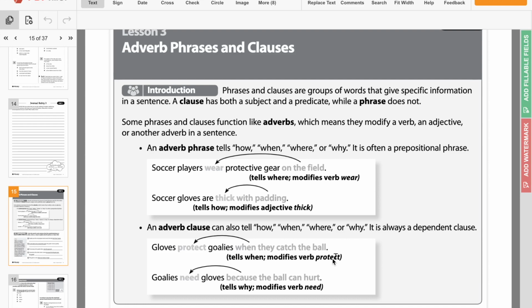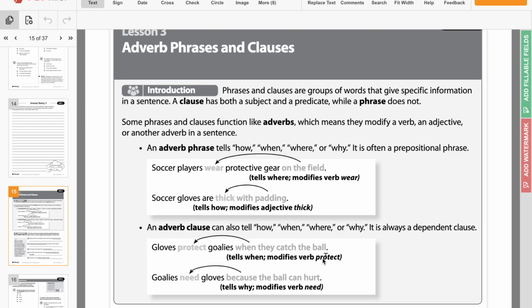So here it says, gloves protect goalies when they catch the ball. So when is the adverb, they is the subject, and it tells us when gloves protect goalies. So gloves protect goalies when they catch the ball.